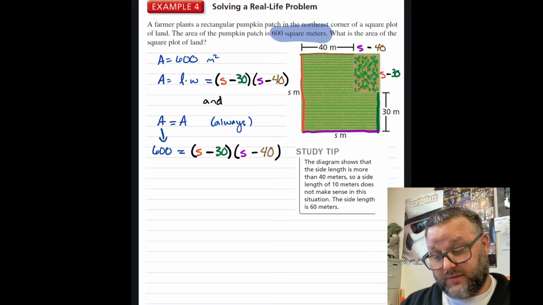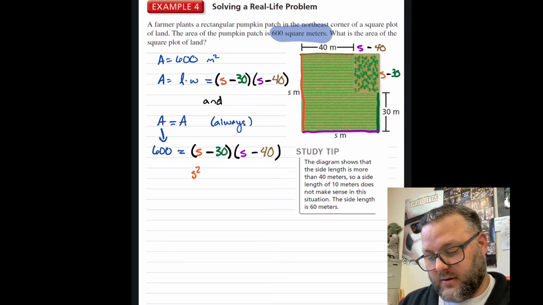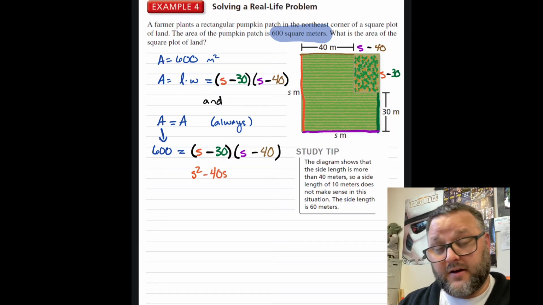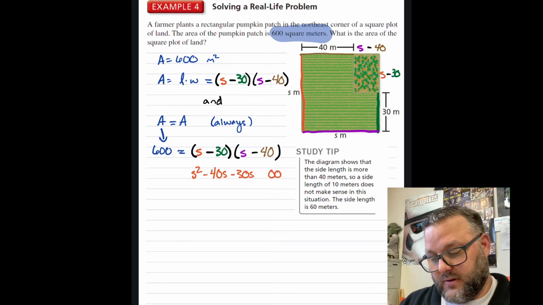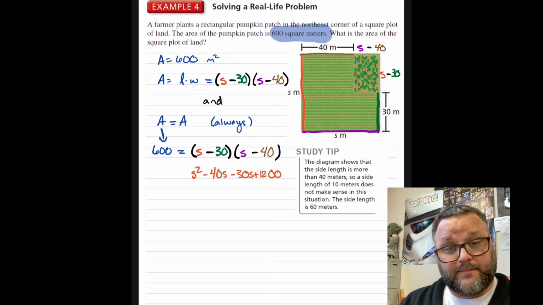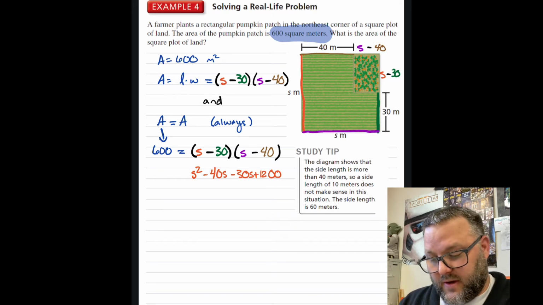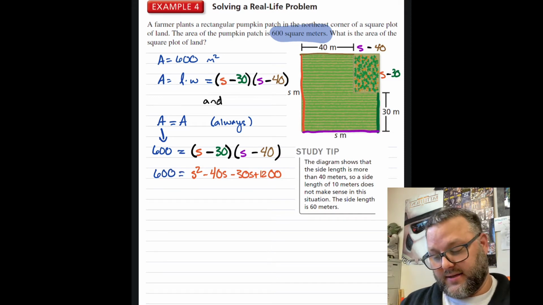Instead, what we're going to do is first we're going to FOIL. So our S times S is S squared. Our S times negative 40 is negative 40S. Our negative 30 times S is negative 30S. And our 40 times 30 is 1200, and a negative times a negative is a positive. Okay? So we have FOILed out our polynomials. Now I can take off that 600.